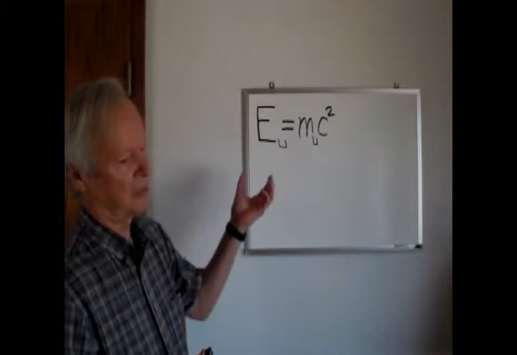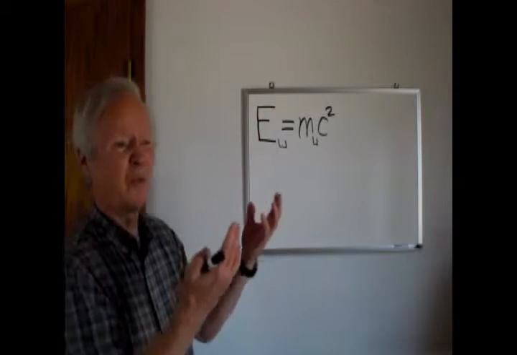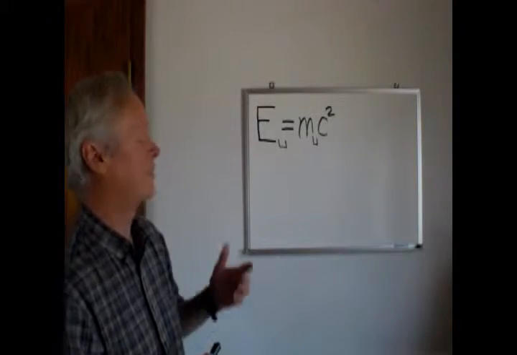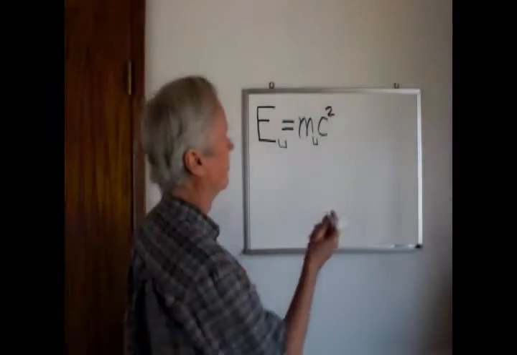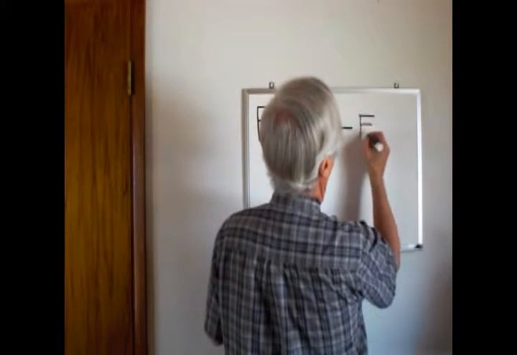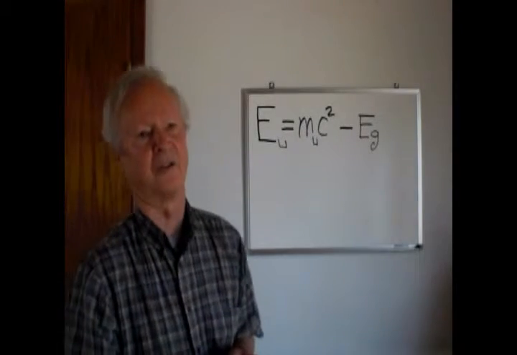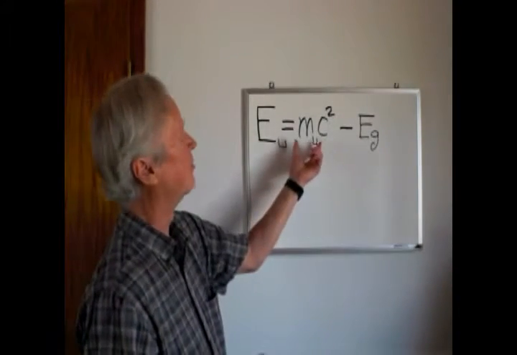Our senses did not evolve for us to sense this negative energy, but we know it's there. And when scientists mathematically evaluate the energy content of the universe, they find that this negative energy, which we'll call E sub g, is the gravitational energy in the universe. And it's a negative energy.